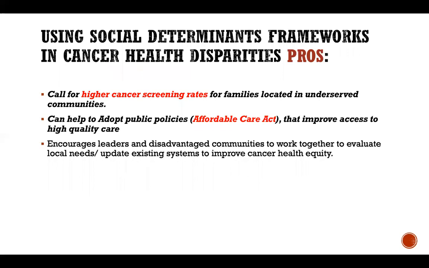So, using social determinant frameworks and cancer health disparities, these are ways social determinants can be beneficial to communities and patients in need. First, a call for higher cancer screening rates for families located in underserved communities. These higher screening rates can help identify cancer in patients at stage one in order to reduce and eliminate it, instead of patients waiting until they're at stage two or three before they notice that something's wrong with them. And at that point, it's too late to get rid of the cancer.